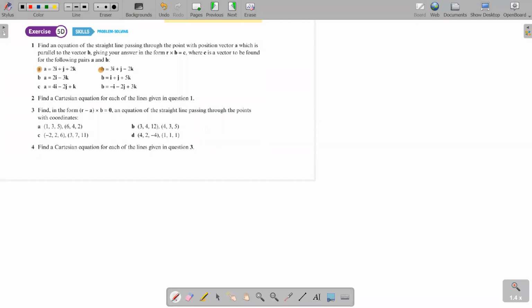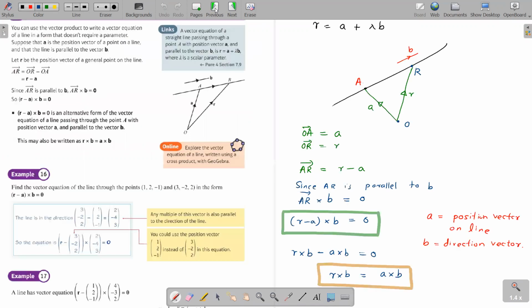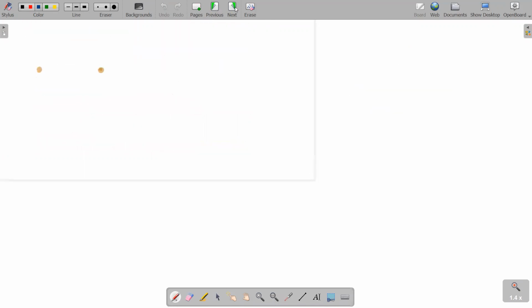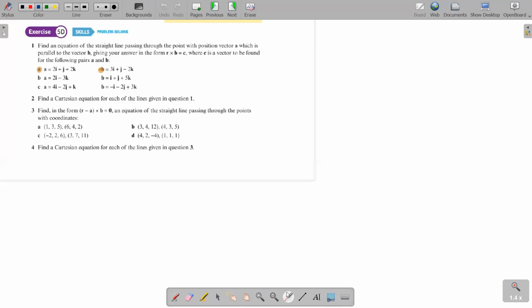Exercise 5D, question number 1. They say find an equation of the straight line passing through the point with position vector a, which is parallel to the vector b, giving your answer in the form r cross b equals c, where c is a vector to be found, for the following pairs a and b. I gave you two forms for the straight line, right? Which format do you think they are asking for? They are saying give your answer in the form r cross b equals c.